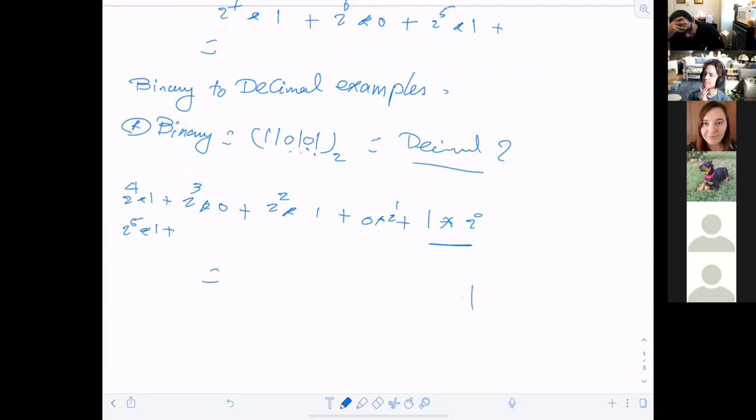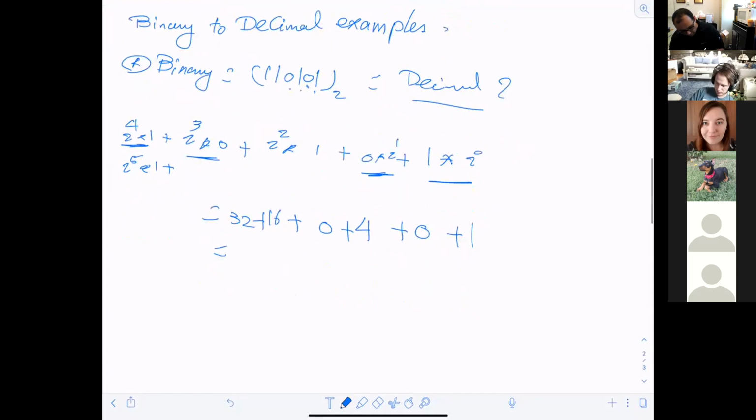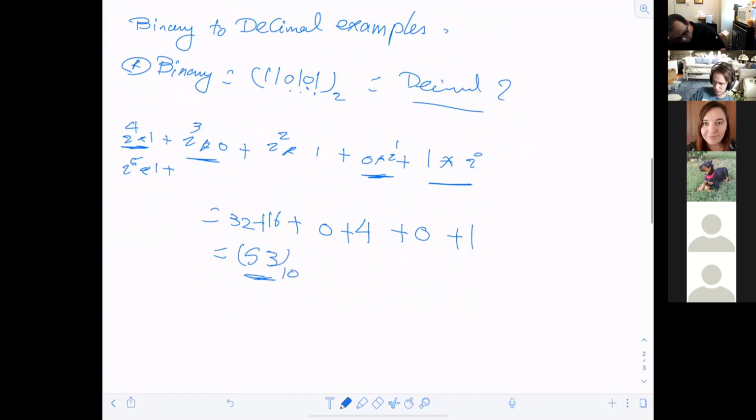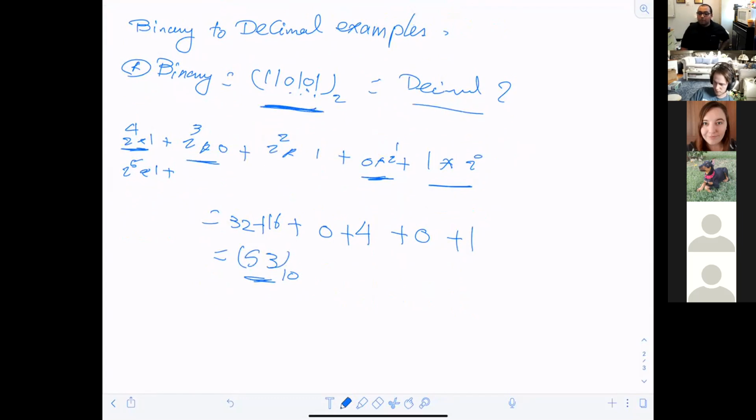Here is 1 added. Here is 0 added. Here is 4. Here is 0. Then this is 16. Add all of this together: 1 plus 4 is 5, 5 plus 16 is 21, 21 plus 32 is 53, right? So 53 in base 10 is equivalent to this value in binary. Any questions so far?